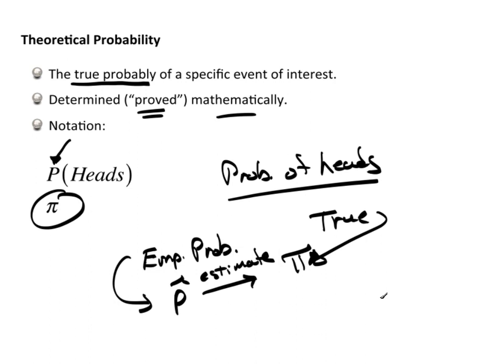In an upcoming video, I'll actually take the idea of tossing two or three coins and determine the theoretical probability, which we can compare with the empirical probability based on our simulation that we did earlier.